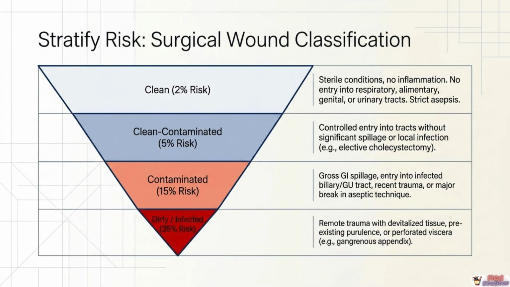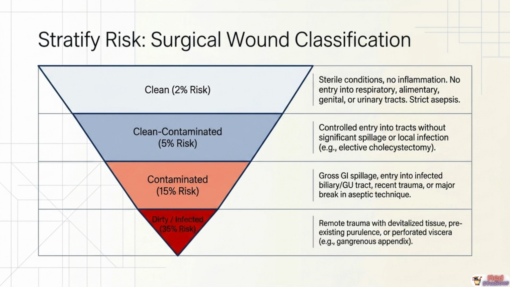Risk stratification is the third step in the wound management framework, and the standardized surgical wound classification system is one of the most universally adopted and broadly tested tools in surgery. The system divides all surgical wounds into 4 categories based on the degree of microbial contamination at the time of surgery, with each category carrying a specific expected surgical site infection rate.